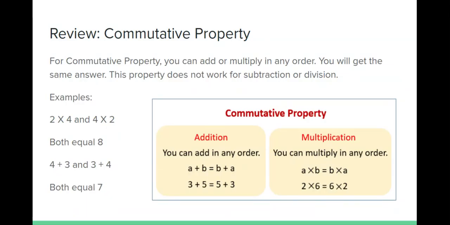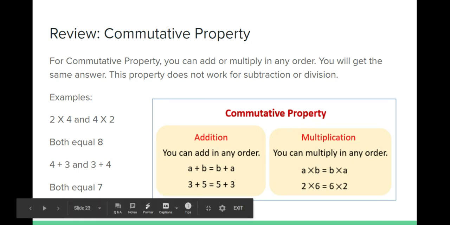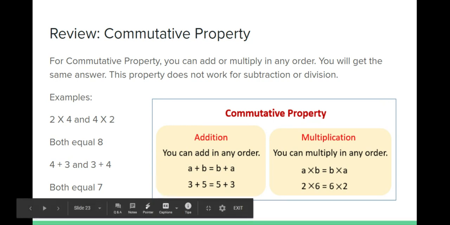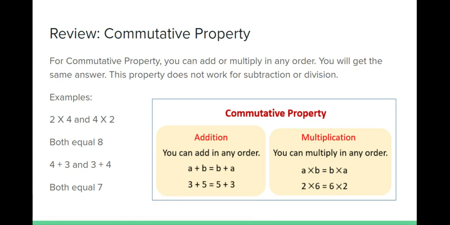All right, we're going to review these properties again. When we are reviewing these, the commutative property is where you can add or multiply in any order. You will get the same answer. This property does not work for subtraction or division. So if we look at our examples, 2 times 4 and 4 times 2 are both the same thing. They equal 8, so that is a commutative property. 4 plus 3 and 3 plus 4 both equal 7. That is a commutative property for addition.